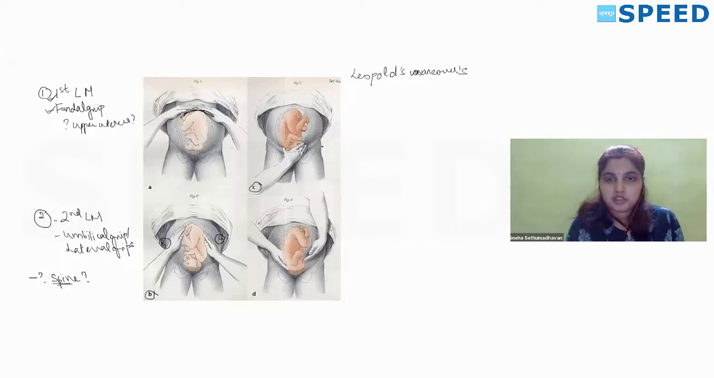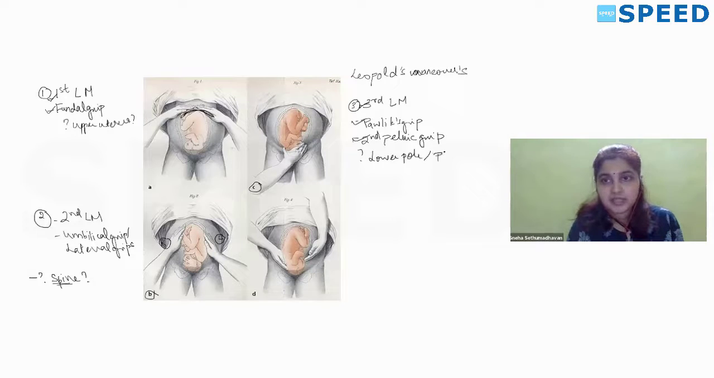The third C picture is called as the third Leopold's maneuver, otherwise called as Paulick's grip, otherwise called as second pelvic grip. Okay, so don't get confused because we still haven't seen what the first pelvic grip is, but you know, this is called second pelvic grip. So these names for this. Here you examine what is in the lower pole of the uterus, otherwise what is the presenting part of the fetus in the lower pole.